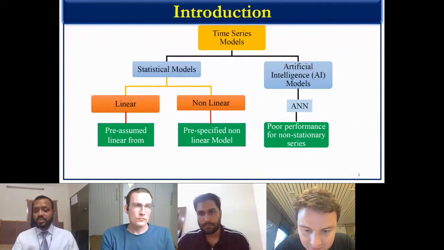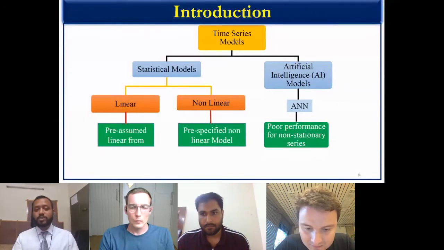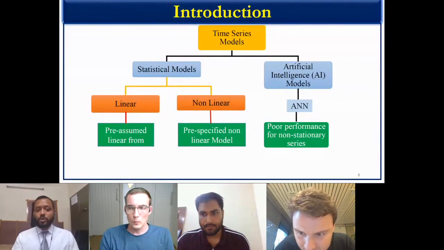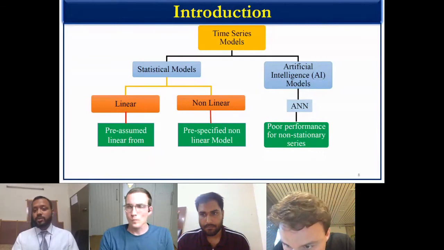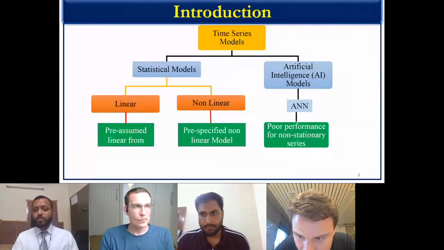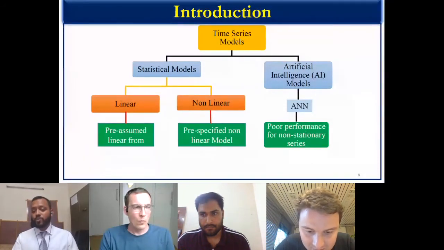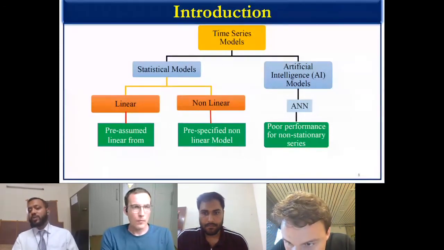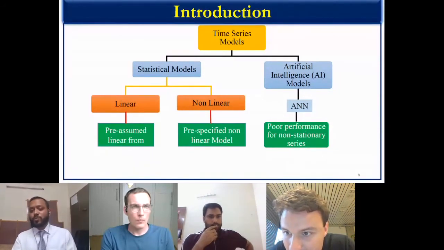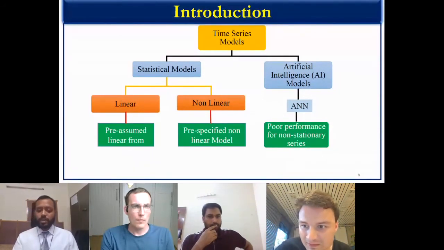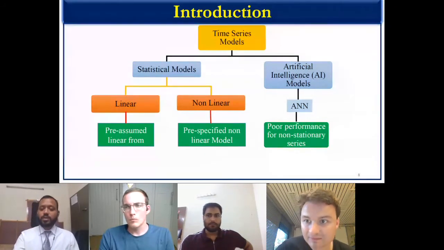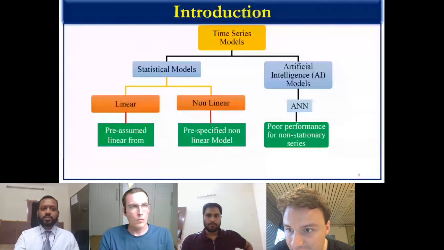However, in real data, there is a lot of non-linearity and no fixed model or relationship is specified among the data points. So, apart from the statistical models, we have artificial intelligence models, which work better than the statistical models, and the most widely used artificial intelligence model is the artificial neural network. However, artificial neural network also has some limitations: poor performance for non-stationary series, the limitation of local optima, and very slow convergence.